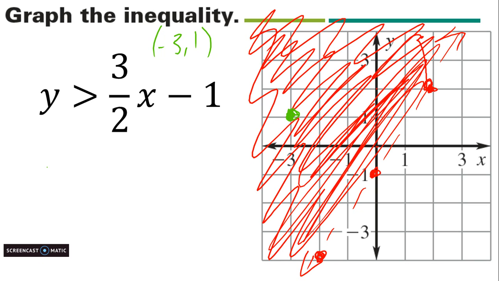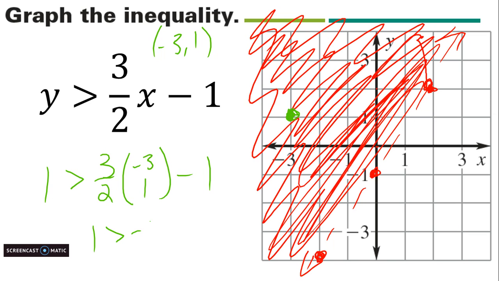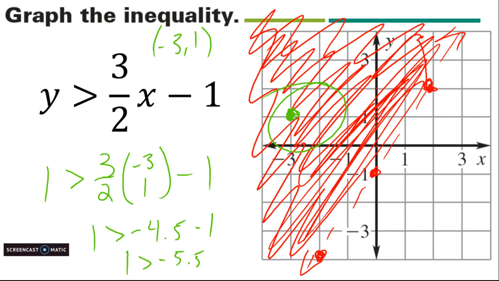And so 1 is my y. 3/2 times -3 over 1 minus 1. So 1 has to be bigger than -9/2, which is -4.5, minus 1. Well, yeah, 1 is greater than -5.5. So it does give us a true statement because that green point is in the shaded region. And then any other point in that shaded region would also give us a true statement.